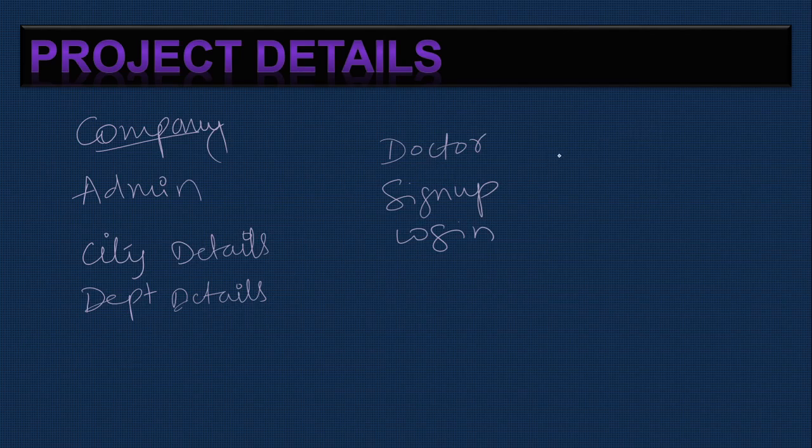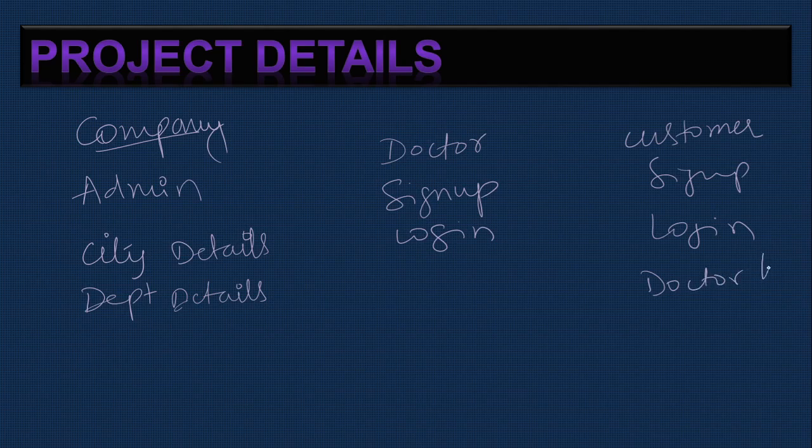The next is the customer or the patient who accesses this site. Again they can sign up and log in. They can see the doctors, so there is a doctor list, or you can search for a doctor. Then you can take the appointment. When you take the appointment, there is an appointment list showing who has taken appointments, so the doctor should know that. Therefore there is an appointment list here.